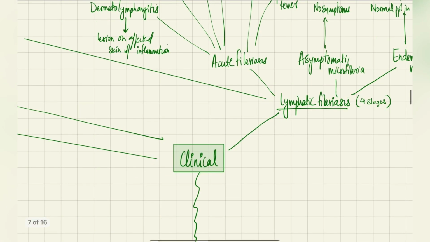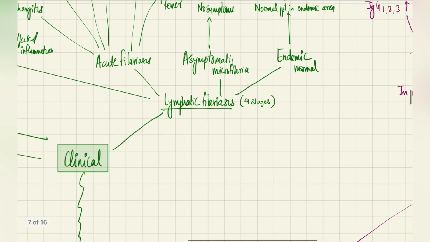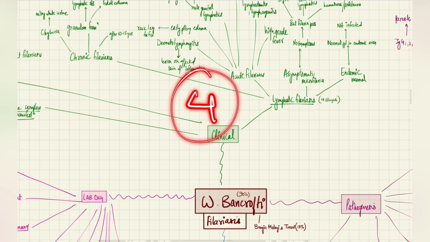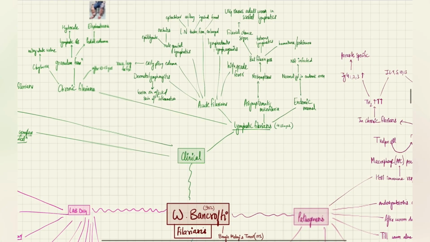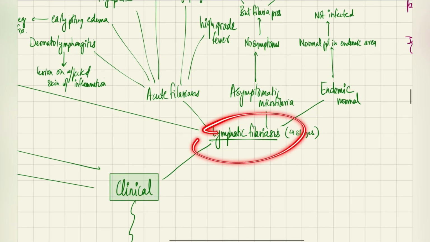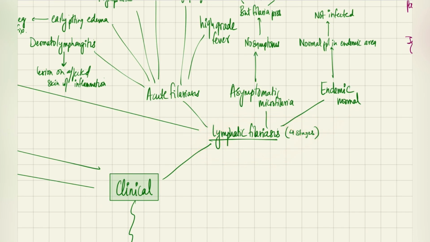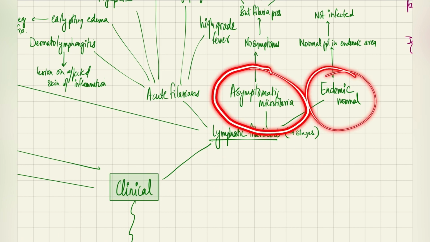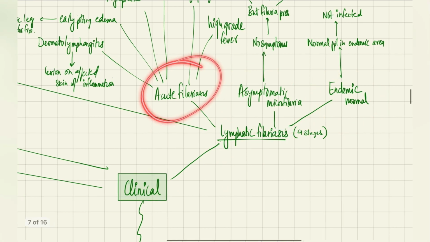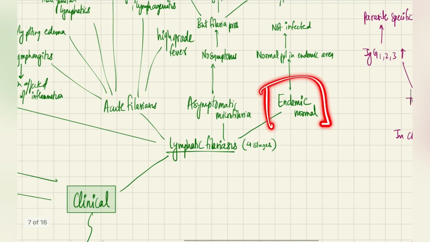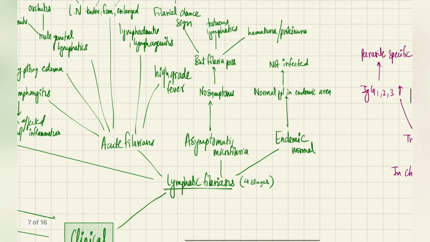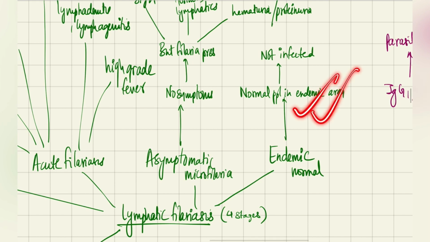Next, coming to the clinical manifestations, this is divided into 4 stages. Okay, which ones are they? They are basically the manifestations of lymphatic filariasis, and this is divided into 4 stages: endemic normal, asymptomatic microfilaria, acute filariasis, and chronic filariasis. Okay, so let's start with endemic normal. This means that normal people in endemic area which are not infected. So these are just normal people, but they are in a very endemic region.